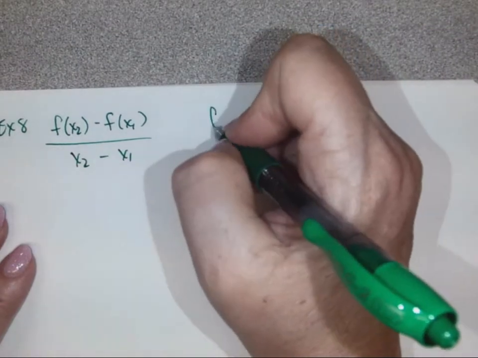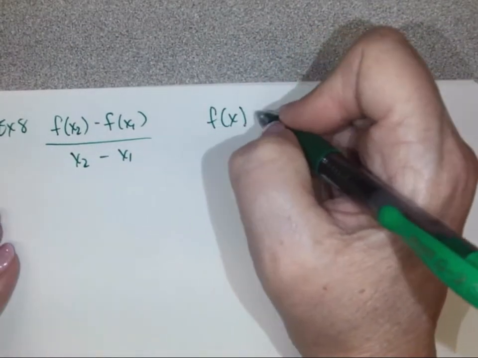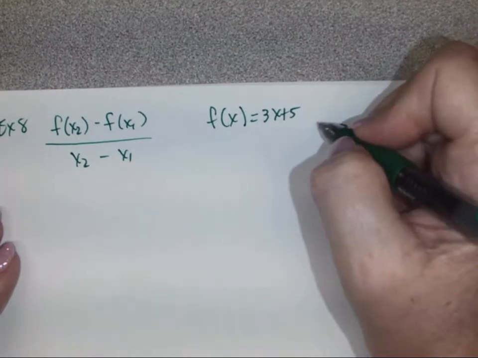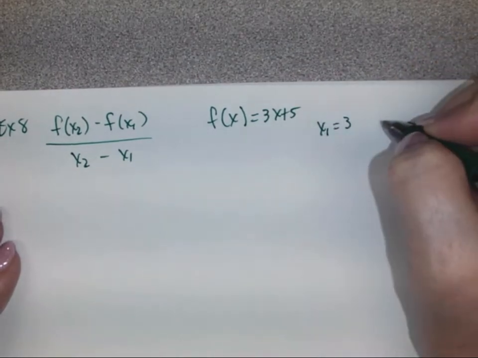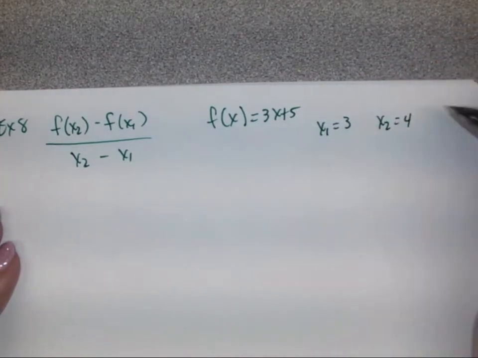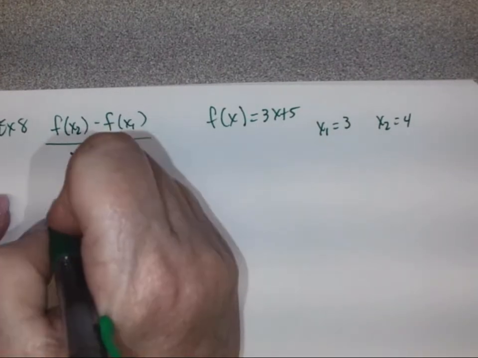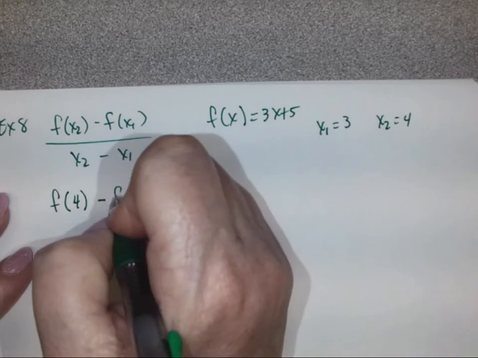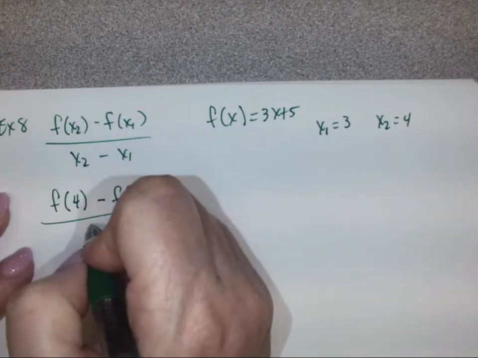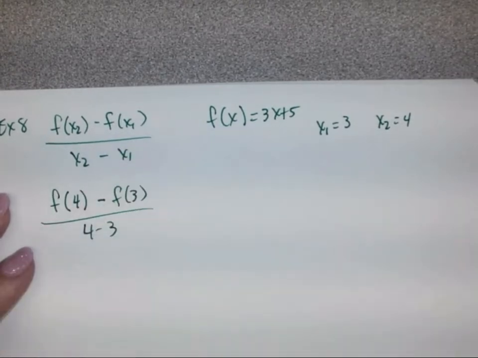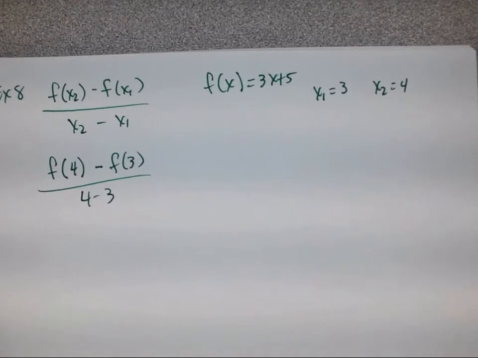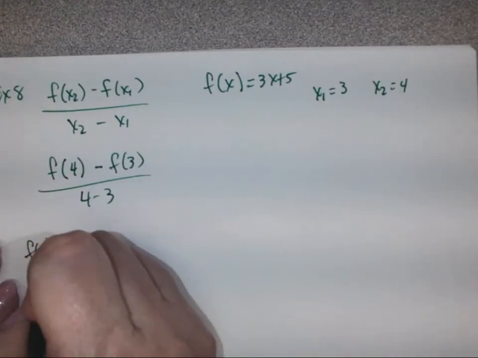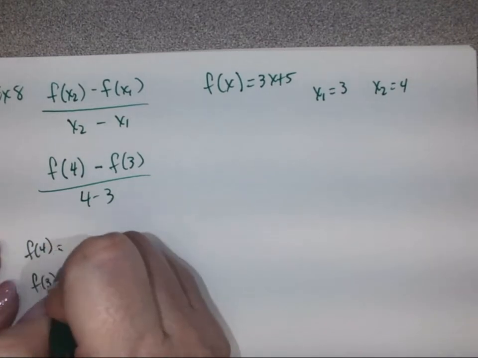We are told that our function is f of x equal to 3x plus 5, and our x sub 1 equals 3, and our x sub 2 equals 4. So we will have f at 4 minus f at 3 over 4 minus 3. So I'm going to go find f at 4 and f at 3 and then plug them back in.